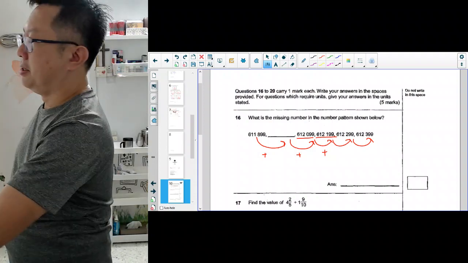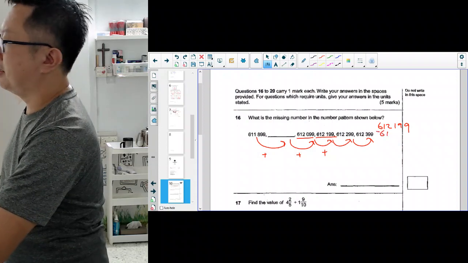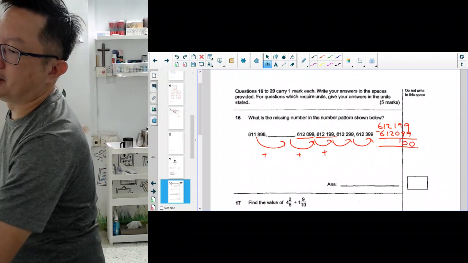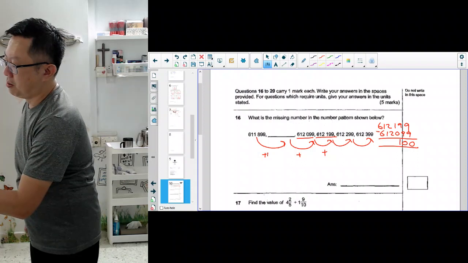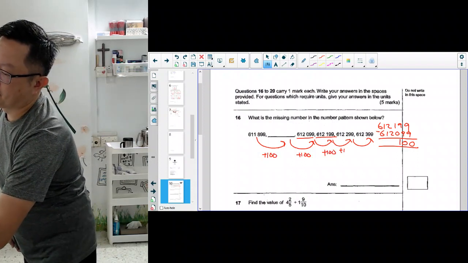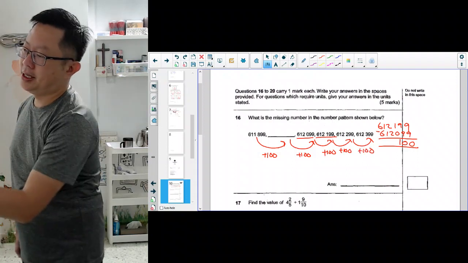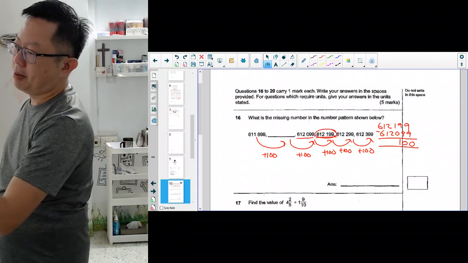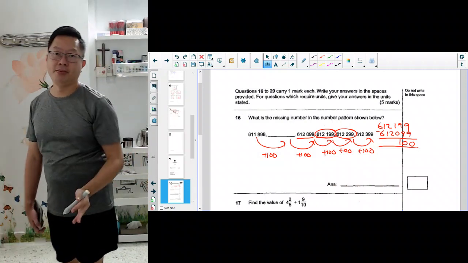So let's put down you have 612199 minus 612099. So what's the difference? The difference is 100. So which means that you have to plus 100, plus 100 and so on. Okay, but be careful. You will need to check whether the pattern is correct. So how do you check? You just take 612199 plus 100 to double check whether you get the next number. If you get the next number, then the pattern is confirmed, is correct.